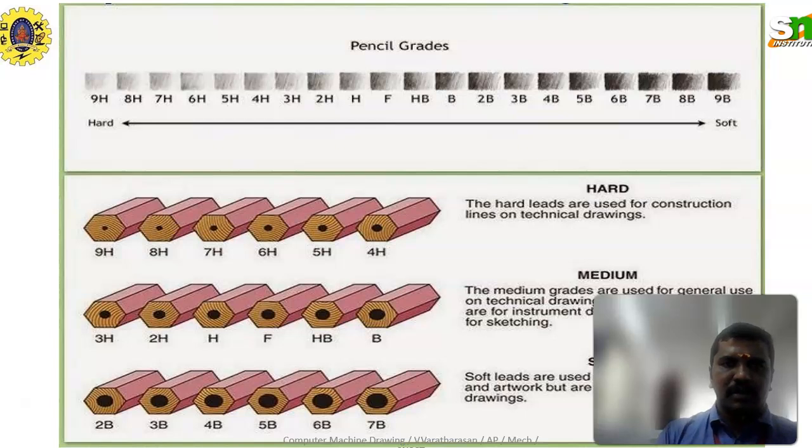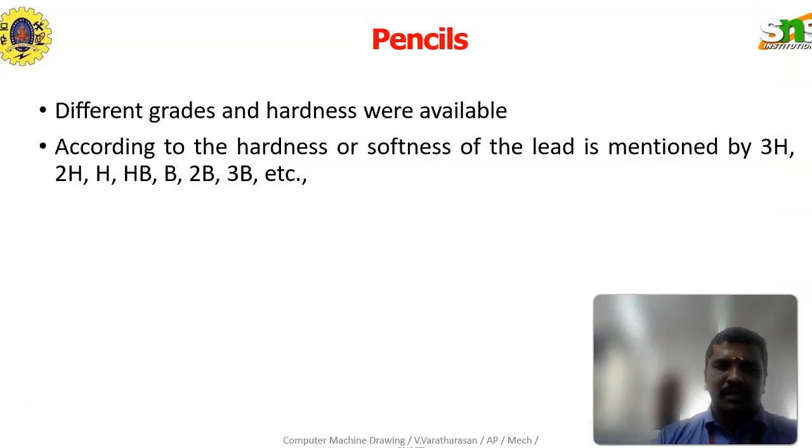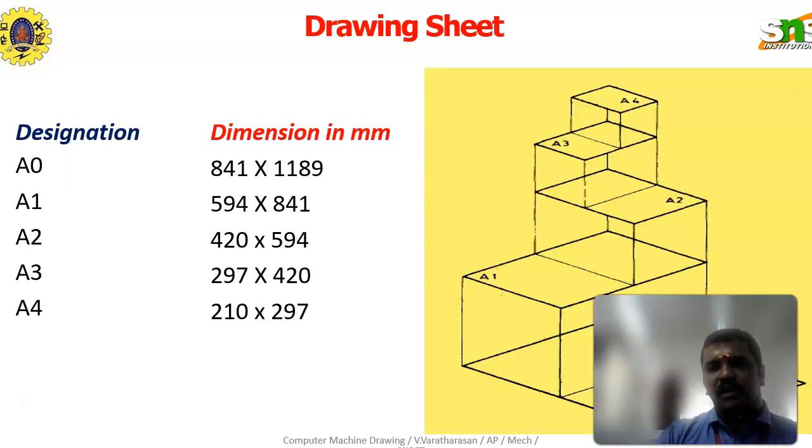It is a very important slide, on how the pencil grade is useful for this particular subject. H pencil, HB pencil, 2H pencil are useful for hard, medium and soft. Different grades of pencil are used: H, HB, 2H, 2B, 3B. Here we are using H, 2H and HB. The main drawing is done with the H pencil, the dimension lines with the 2H pencil, and the HB pencil is useful for writing.